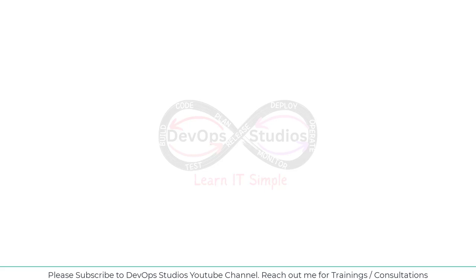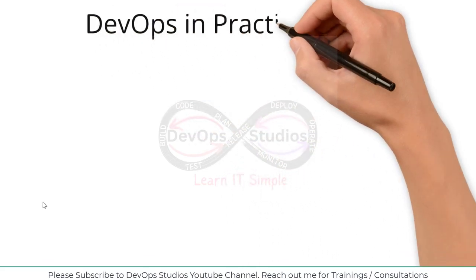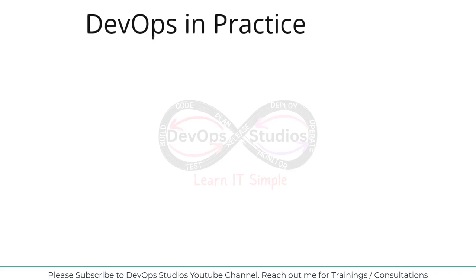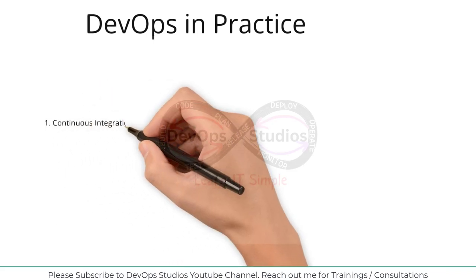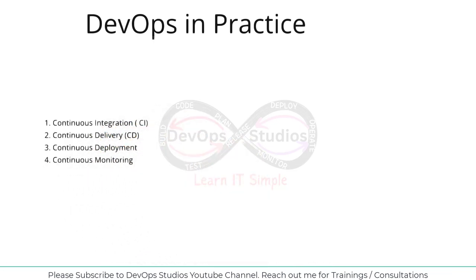When I say DevOps in practice, I normally talk about four important parts: continuous integration, continuous delivery, continuous deployment, and continuous monitoring. We'll see them one by one. What is continuous integration, which we commonly call CI? During the continuous integration process, developers frequently integrate the code into a shared repository. We have Git, GitHub, GitLab, and Azure DevOps as our shared repository.